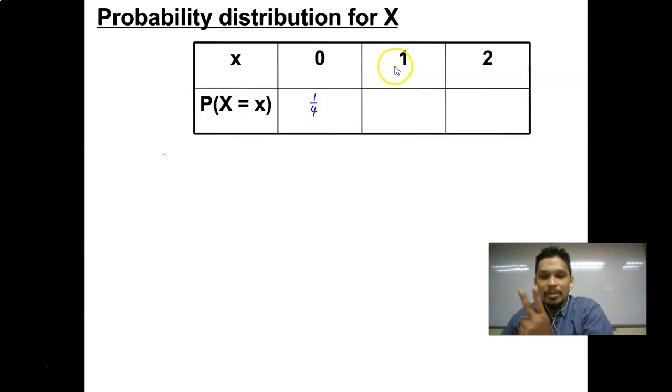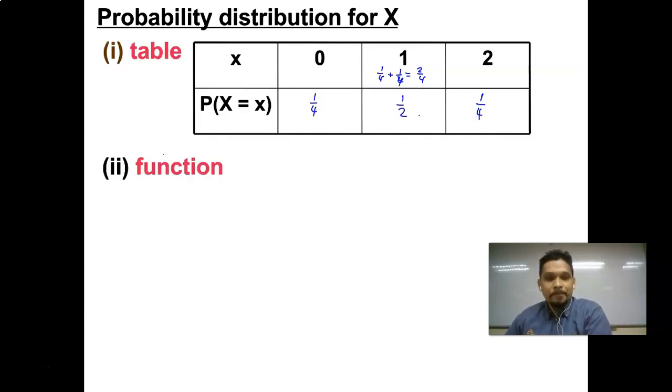For both of the coins, at least one shows the result of a tail, which is 1 over 4 plus 1 over 4, 2 over 4, or 1 over 2. And there's only one result with both a head and both a tail, which is 1 over 4. So then, for the function, it is the probability of x equal to xi here.